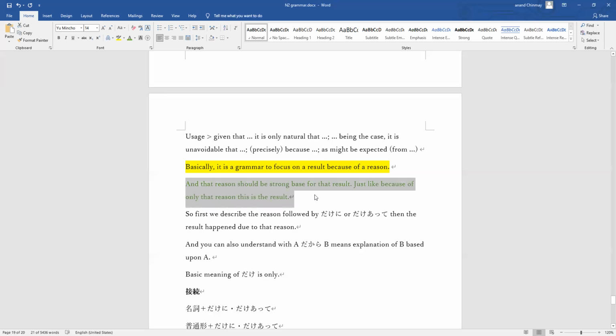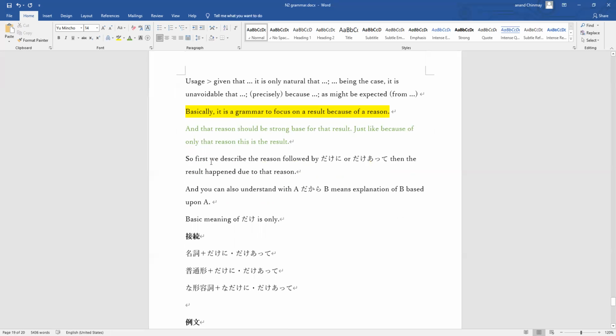So that reason should be a strong base for the result, just like because of only that reason, this is the result. So dake ni, dake like only this thing, that's why it was happening. First we describe the reason, followed by dake ni or dake niate, then the result happened due to that reason. And you can also understand a dakara b as explanation of b based upon a. The basic meaning of dake is only. A dakara b.